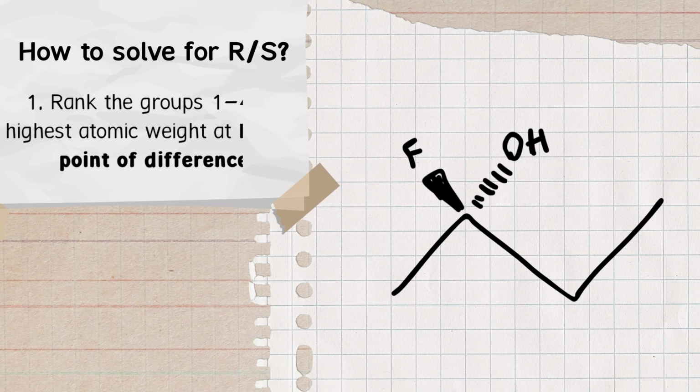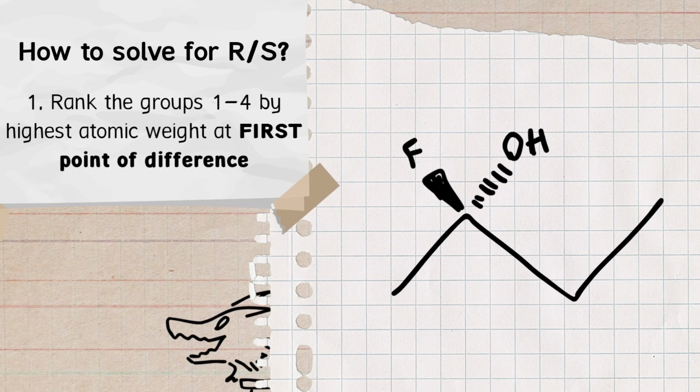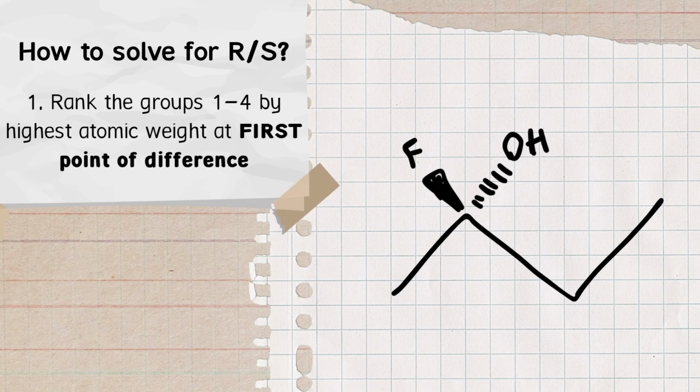1. You're going to rank those 4 groups by highest atomic weight, and super crucial, the weight at the very first point of difference. Sketchbook is emphasizing not the total mass of each group, only atoms within 1 bond length away at a time. So for example, not the entire mass of the 2-carbon chain to the right there, it's just the immediate first carbon. So look, here are the very first atoms 1 bond length away from the chiral center. You've got fluorine, oxygen, carbon, and carbon.